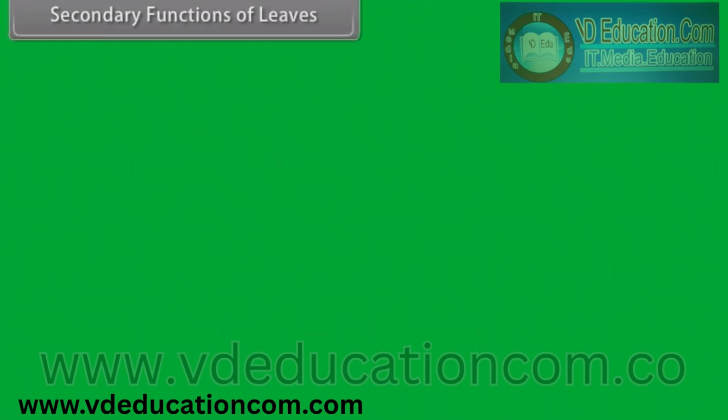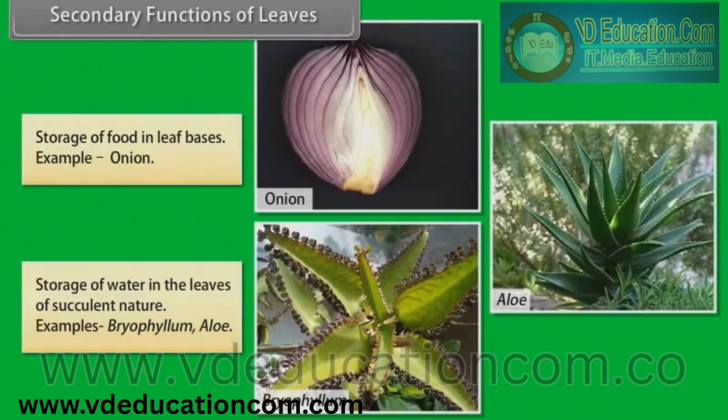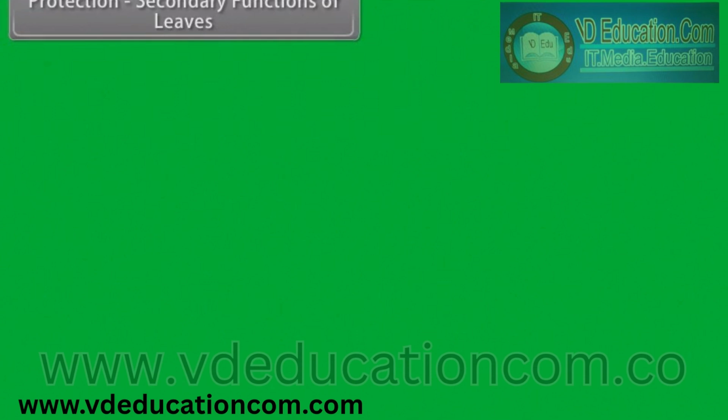Secondary functions of leaves. The storage of food in leaf bases. Example, onion. The storage of water in the leaves of succulent nature. Example, Bryophyllum, aloe. Protection. Secondary functions of leaves.